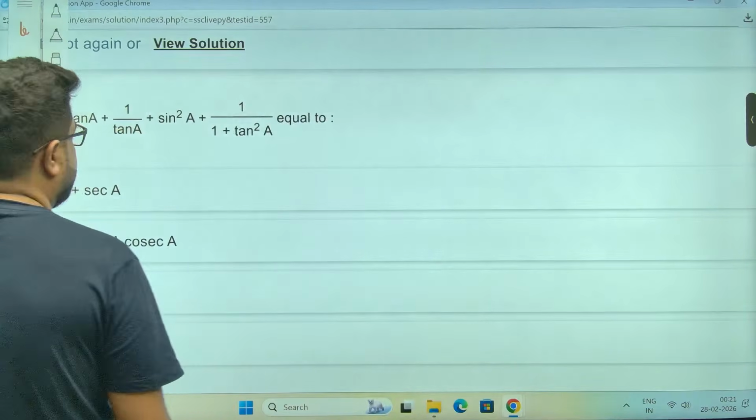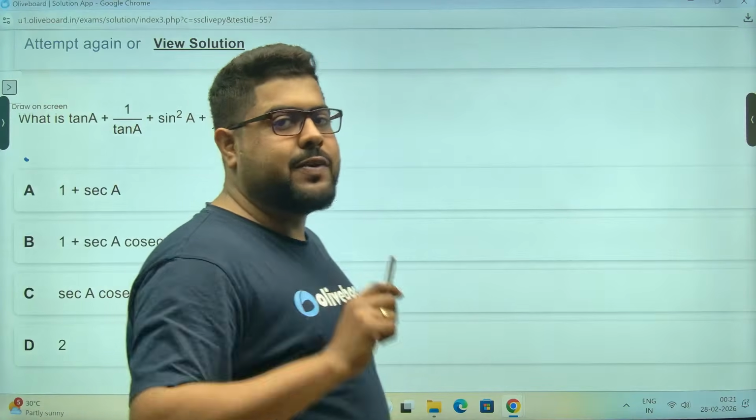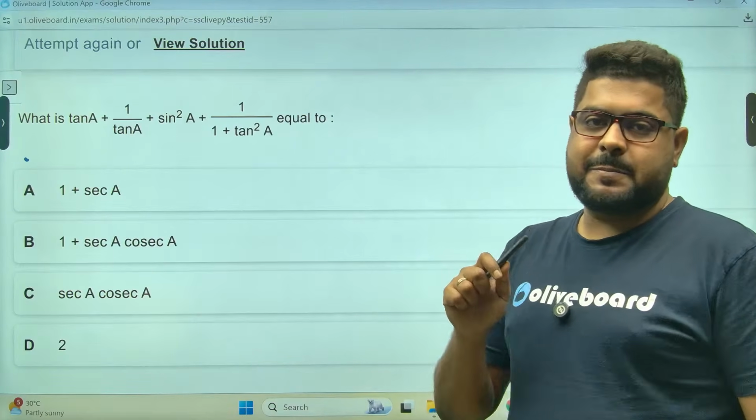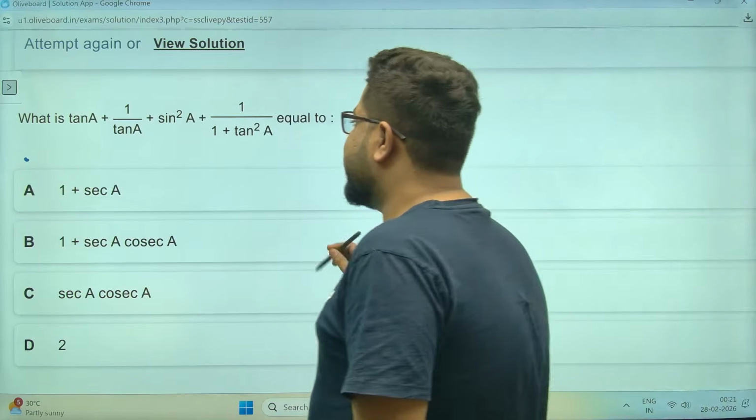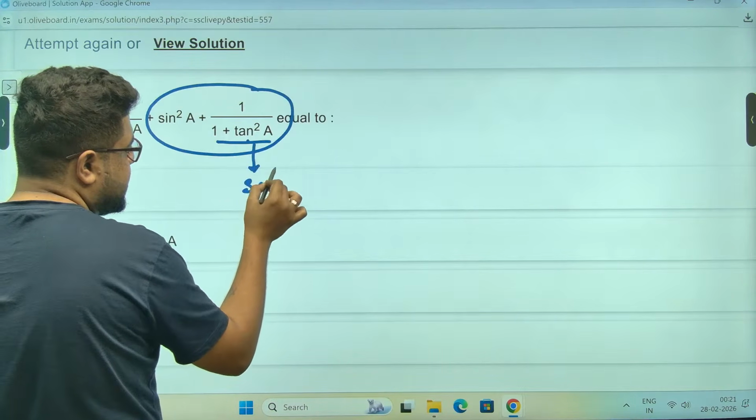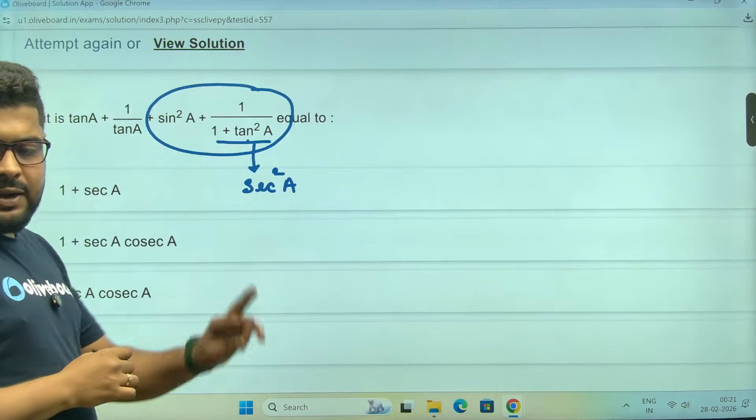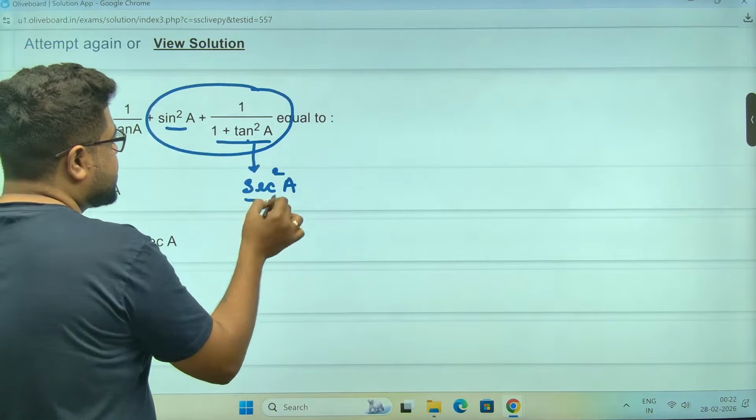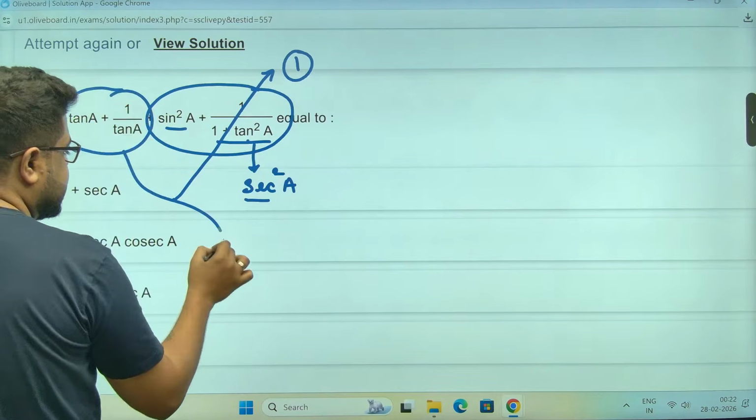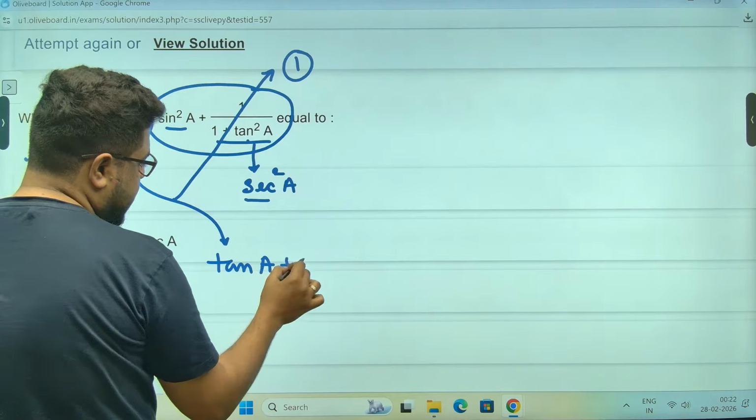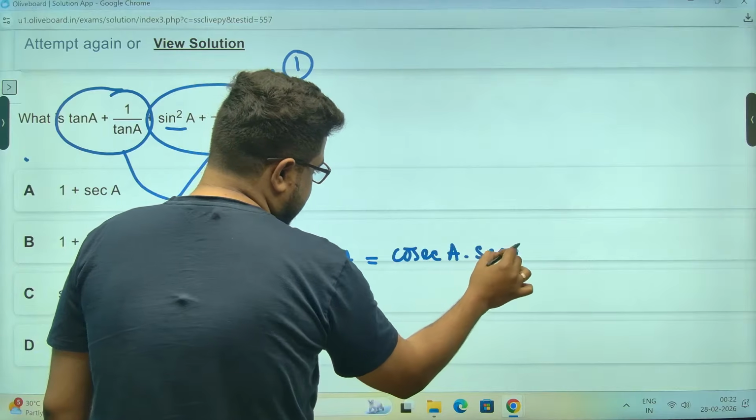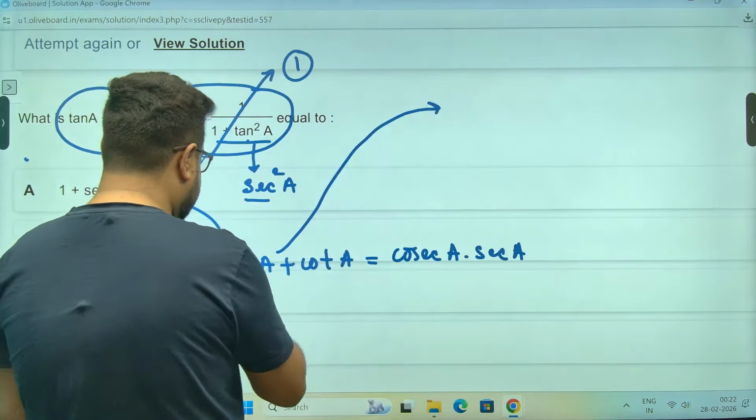Next one, please. Acha, again, sir, if you try to put values in this question, it also looks like a value putting question, but this will become lengthier. The normal approach will be better. Why? I can see this is sec square theta. Now 1 by sec square theta means cos square a. Sin square a plus cos square a is 1. And tan a plus cot a can be written as cosec a into sec a. If you remember. Remember this, it is very, very important.